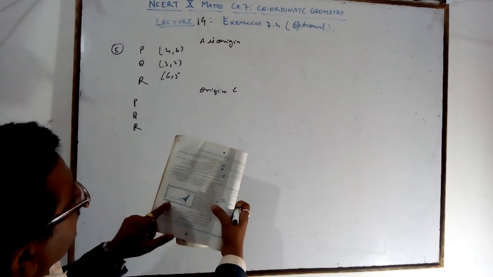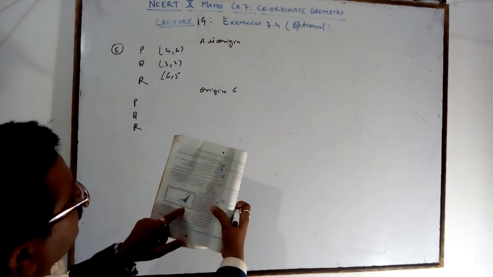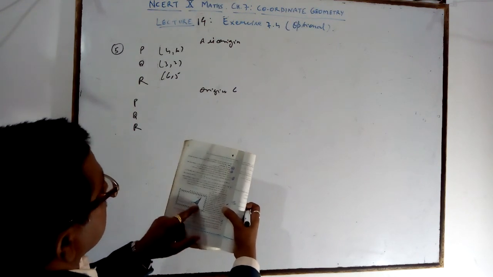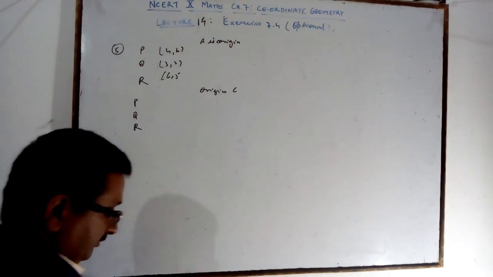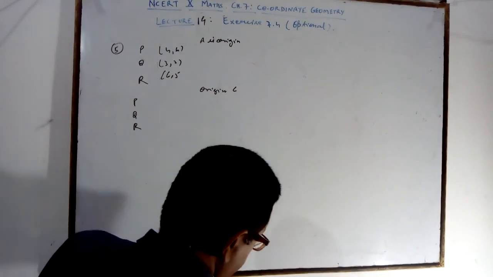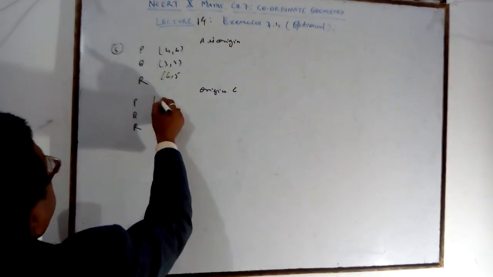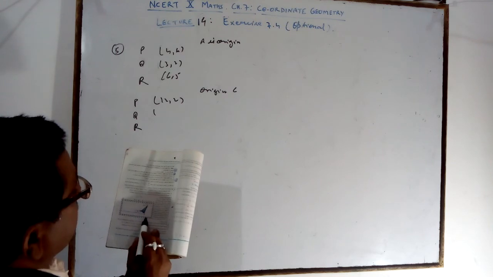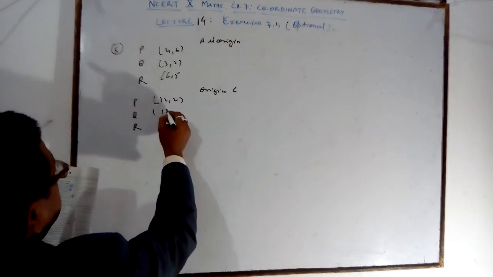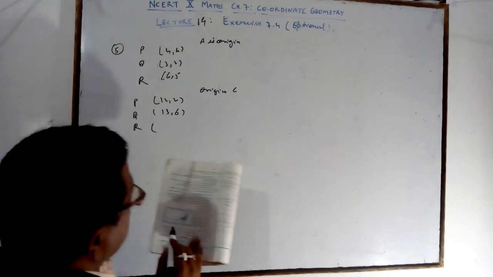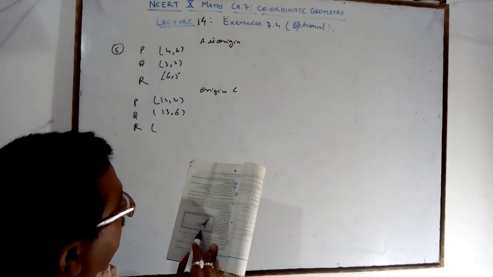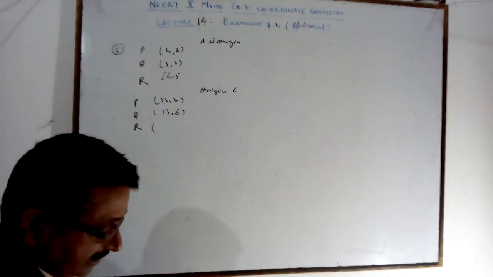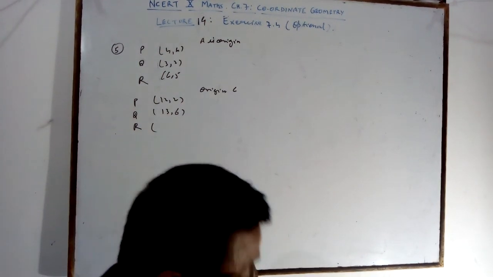From the origin 0, we will come here to P. 12, 13. 12 comma 2. What will you get? 12 comma 2. Then P will be 12 comma 2, and Q will be 13 comma 6, and R will be here 10 comma 3. You will get R as 10 comma 3.